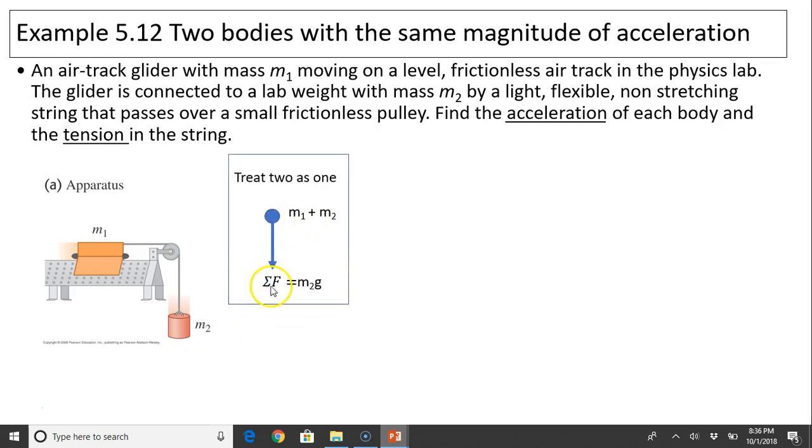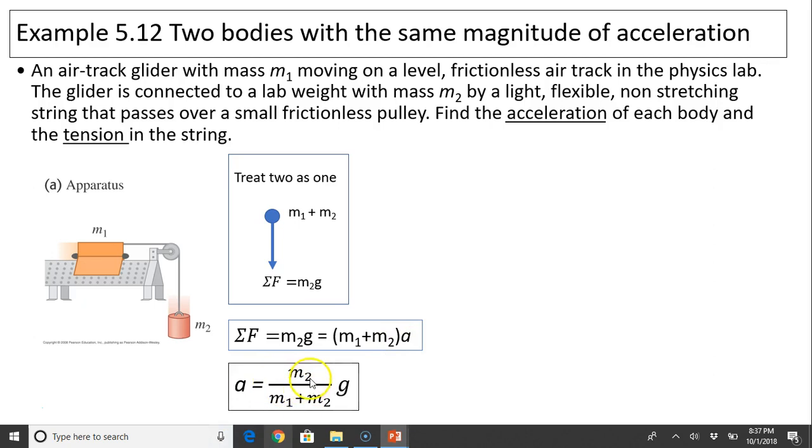To draw a free body diagram, we know here is the net force. The force that is accelerating both bodies is m2g. That's the net force. And the mass of both bodies is the two masses added together. So we treat the two objects as one. From here, we know the sum of the forces equals (m1 + m2)a. So we can find a equals m2 divided by (m1 + m2), times g. This is the acceleration of both the mass and the glider.